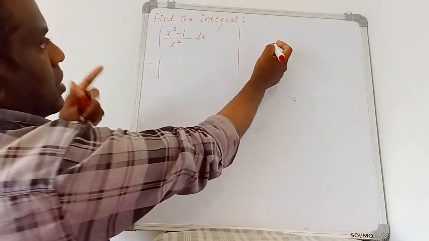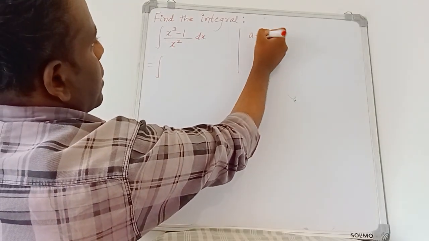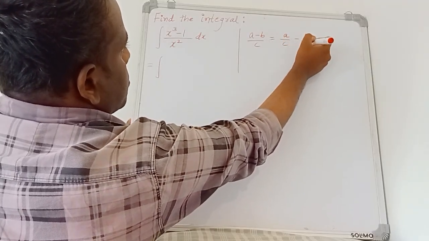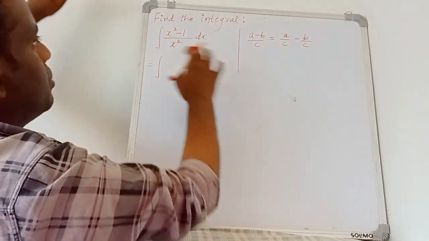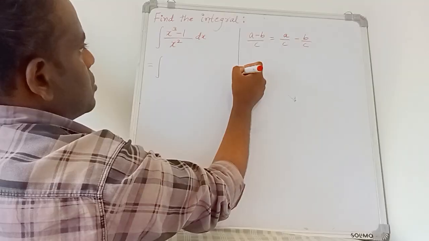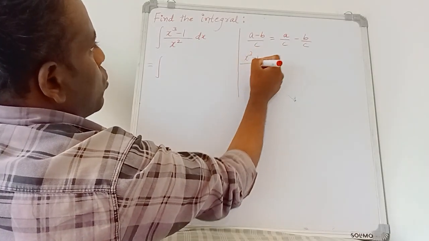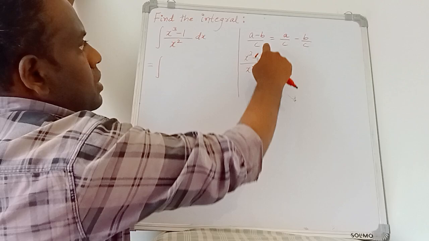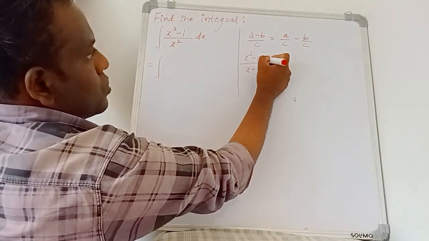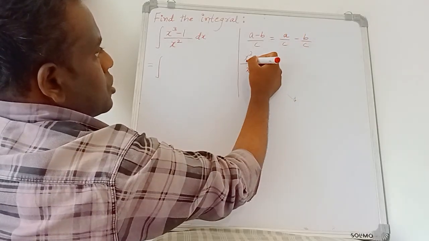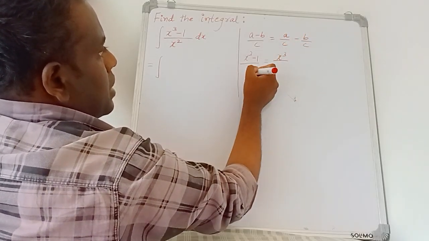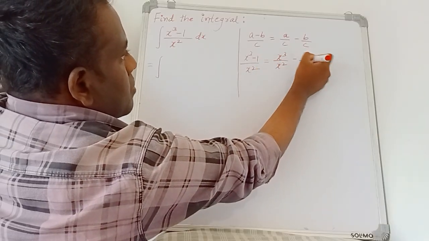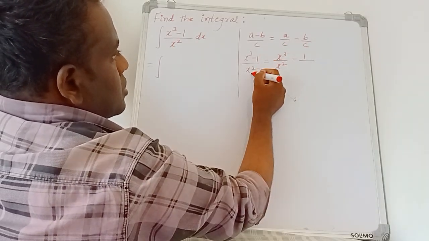I will give you the general form: a minus b by c is equal to a by c minus b by c. Using this general formula we can simplify this. So I will write this here first: (x cube minus 1) whole divided by x square. In place of a we have x cube, in place of b we have 1, in place of c we have x square. So according to this formula, this is equal to x cube by x square, minus 1 by x square.